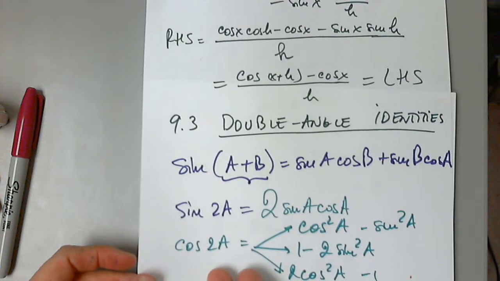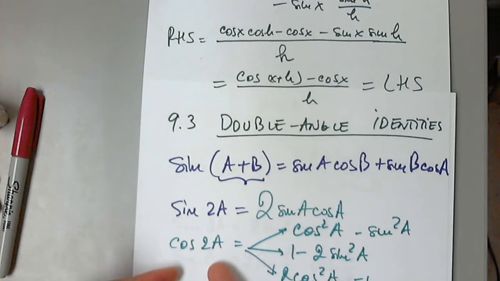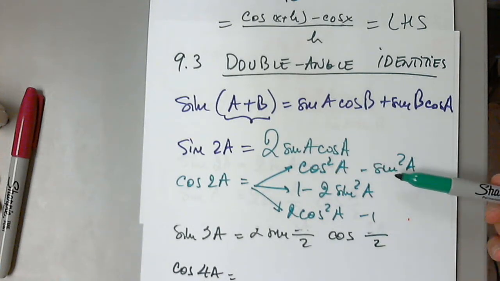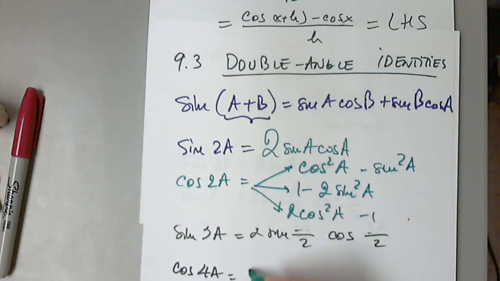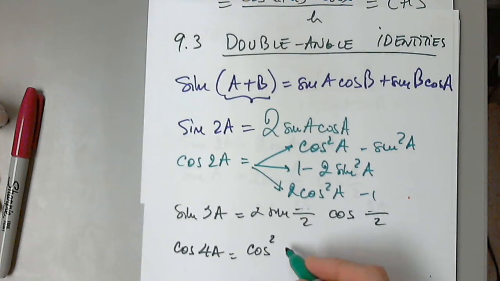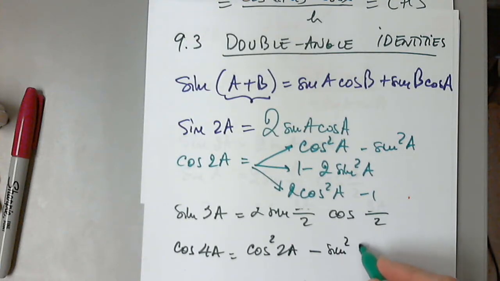So, of course, if now I would like to determine, let's say, cosine 4A, what will you write? For example, cosine 4A, let's say we use the first formula. That would be cosine squared of 2A, very good, minus sine squared 2A.